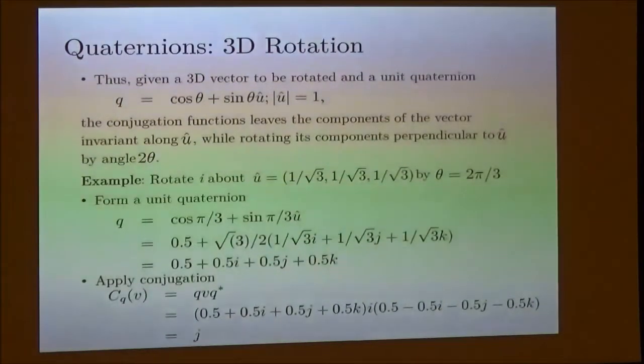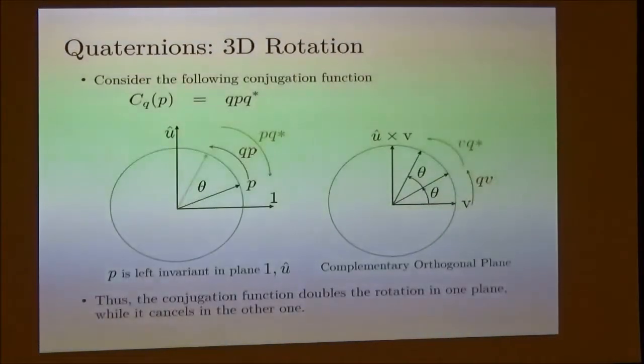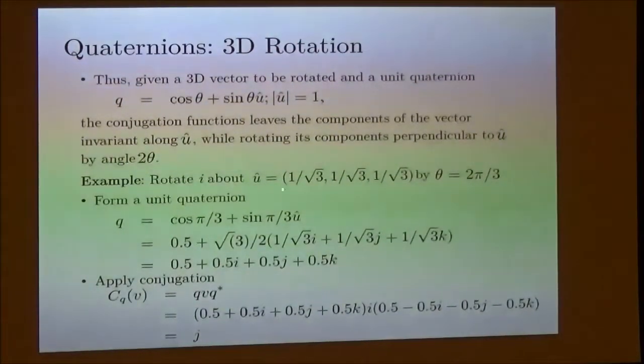This is your hands-on exercise now. We want to rotate I about U hat by this angle theta. So the first step would be to write the unit quaternion and then apply the conjugation function. Alright, so don't look at the solution, be honest. I have the solution over here. But just note down the unit vector, note down the theta, and write the unit quaternion and apply the conjugation function. See what you get.